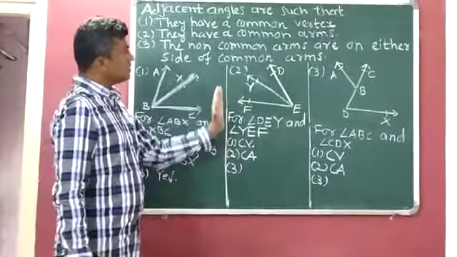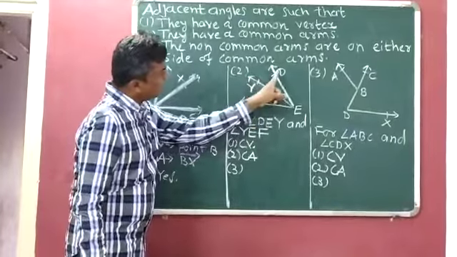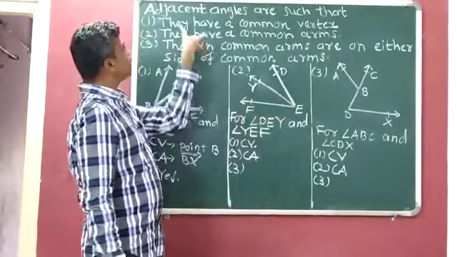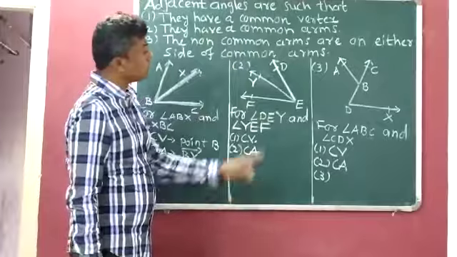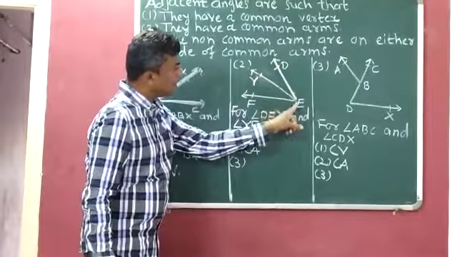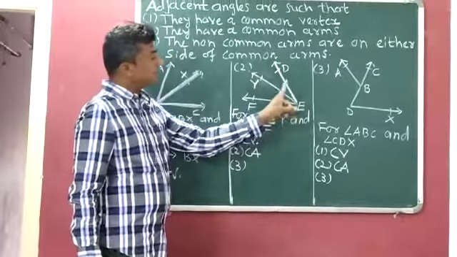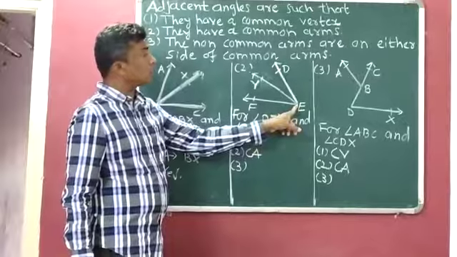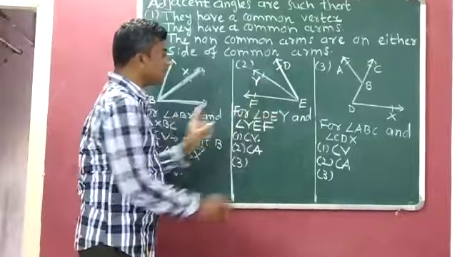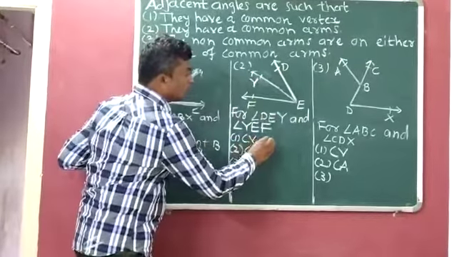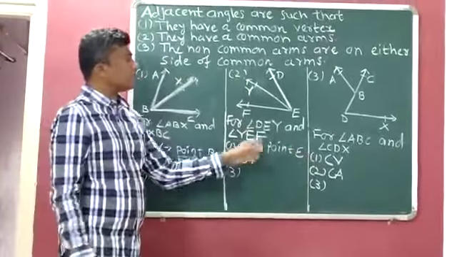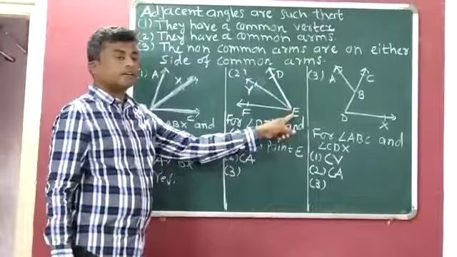Now the second figure. See, in the second figure there are two angles, angle DEY and angle YEF. We will check the first condition, whether they have a common vertex or not. In angle DEY, point E is there. In angle YEF, again point E is there. It means point E is the common vertex of both angles. So the first condition is satisfied.